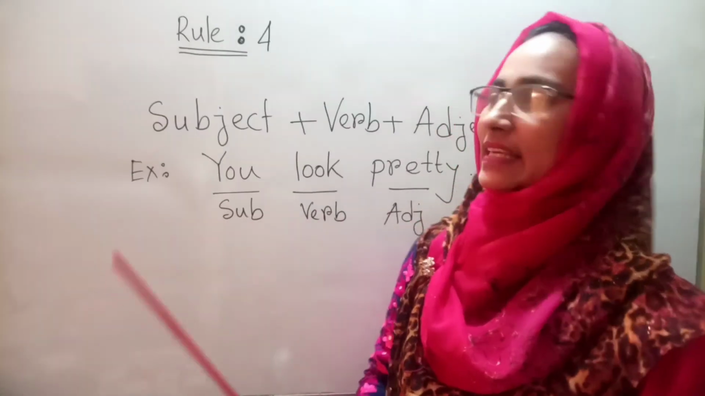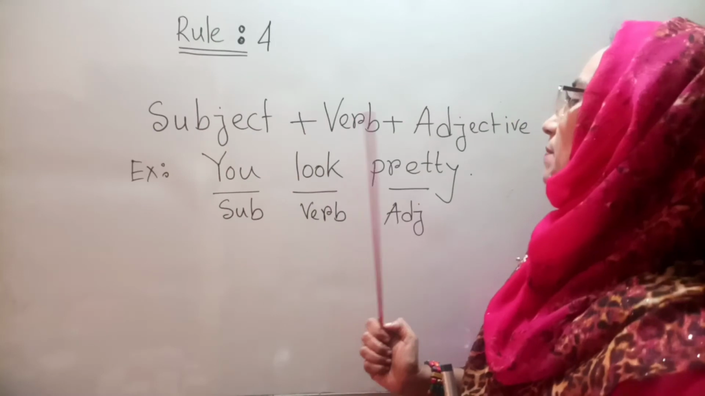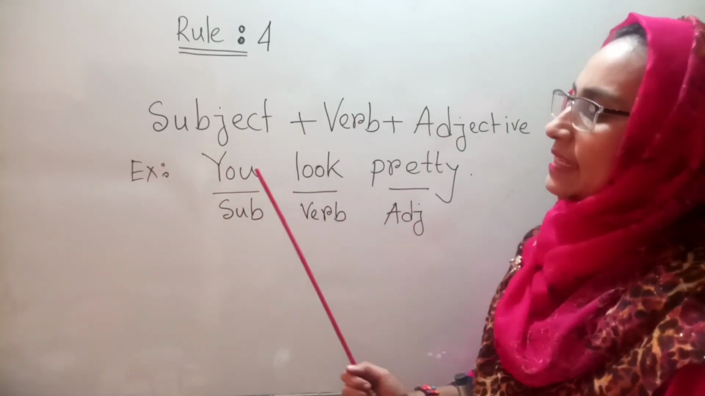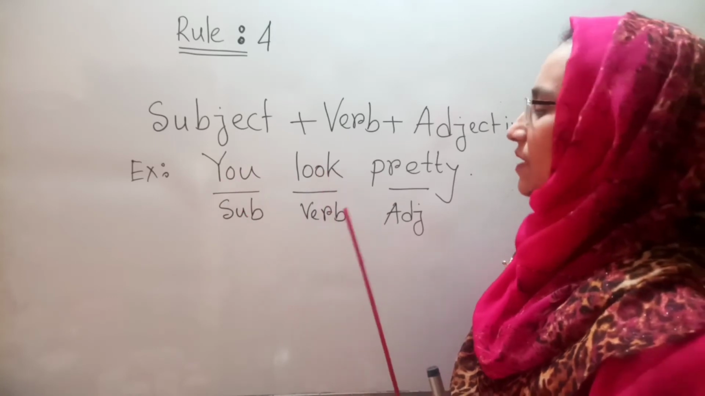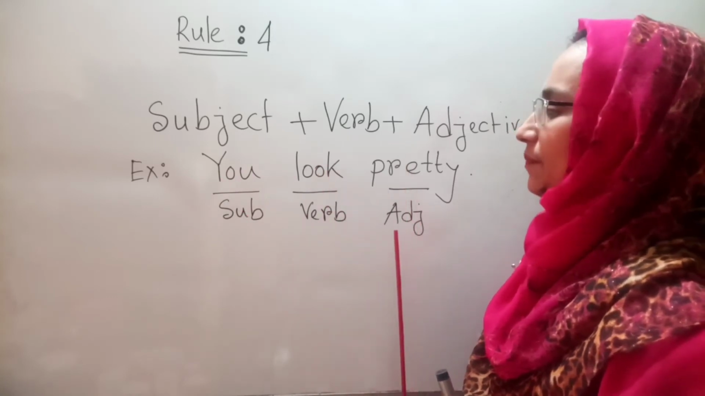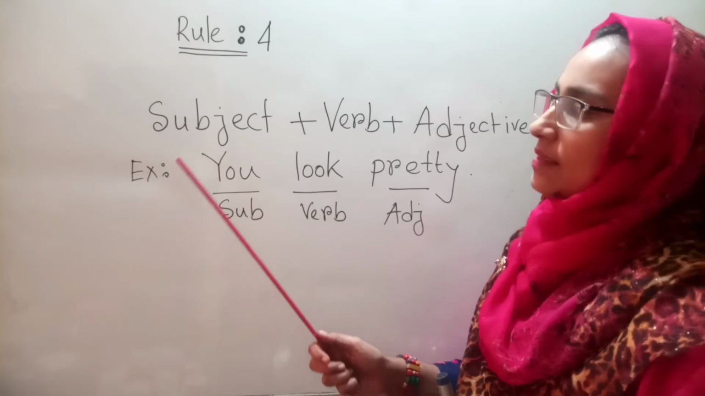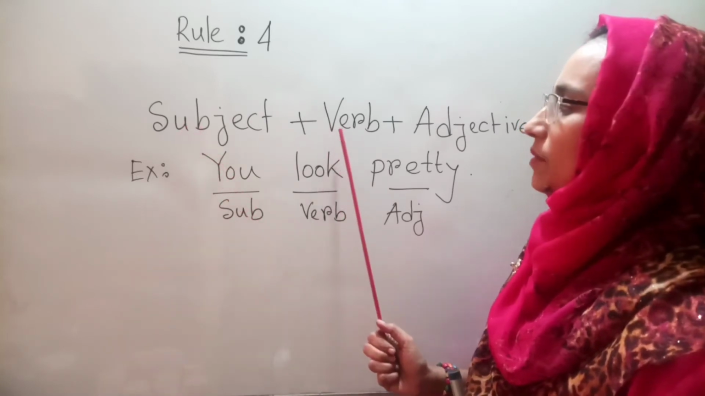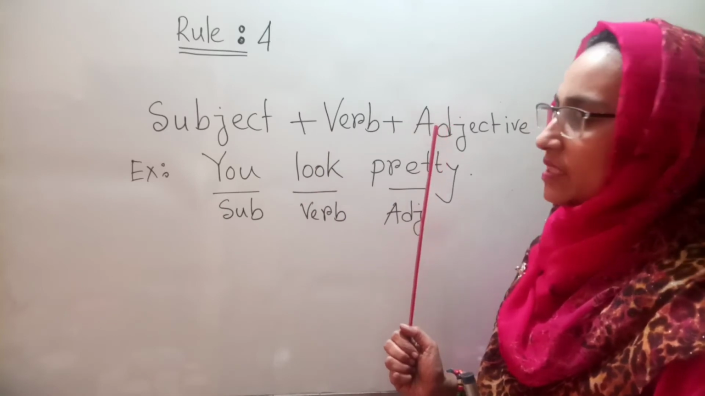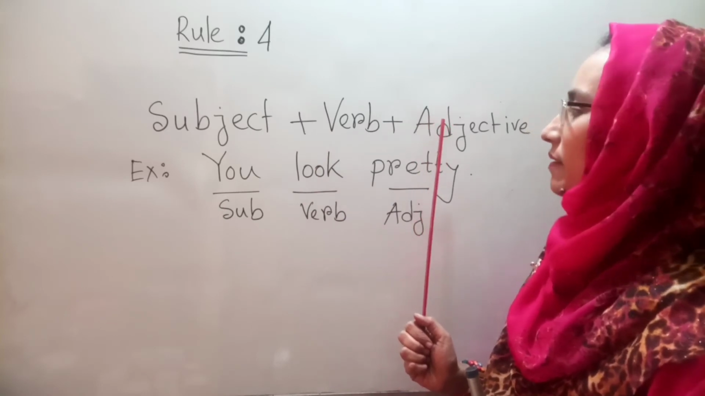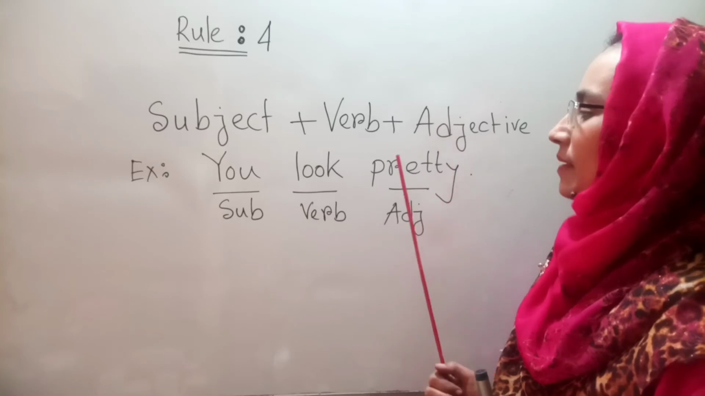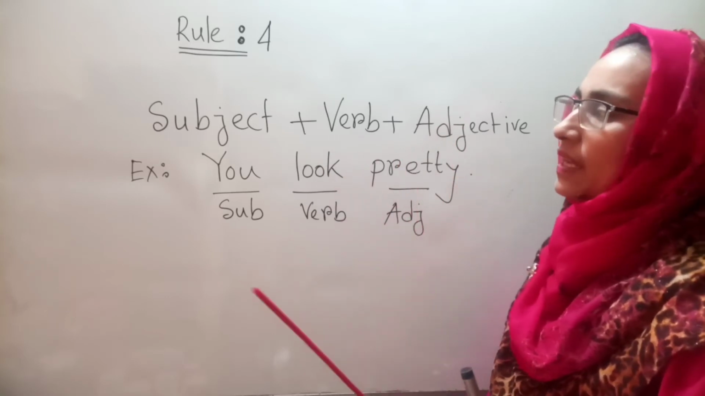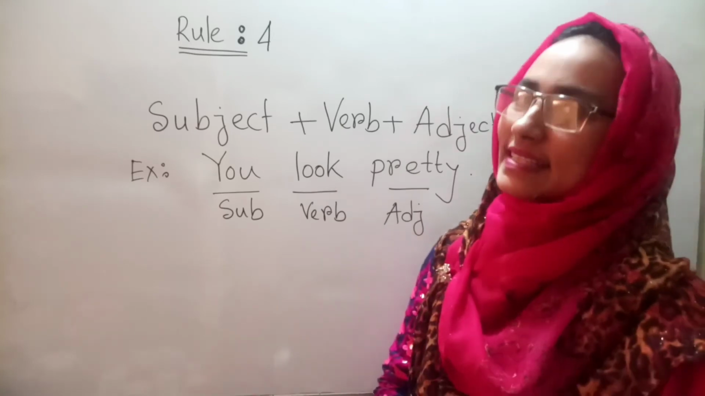The fourth rule is subject plus verb plus adjective. Example, you look pretty. Here, you is subject, look is verb and pretty is adjective. In my previous lecture, I told you that after subject, there will be verb and then object or extension. But we write adjective here. By using an adjective after the verb, we can also make a meaningful sentence.